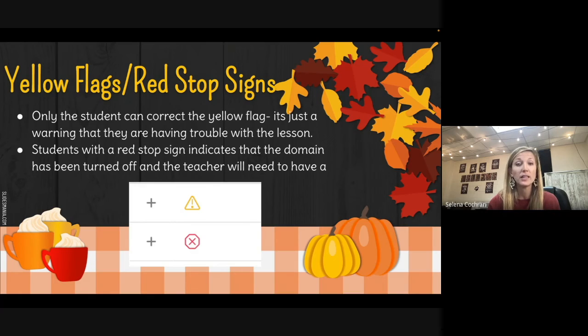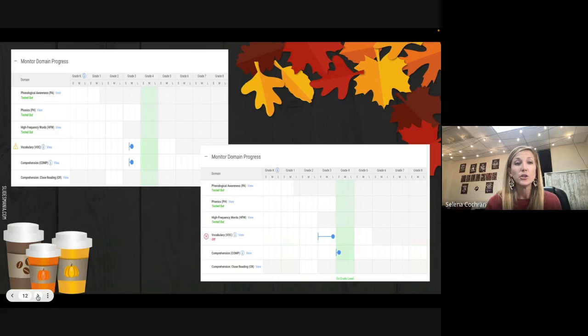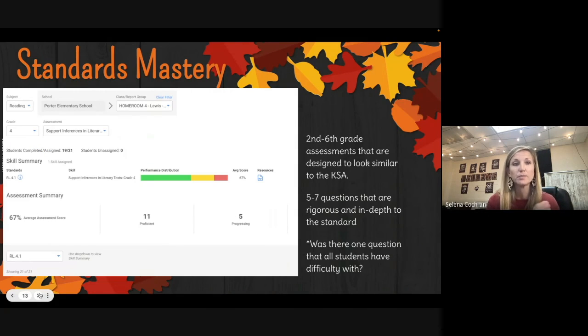However, if the red stop sign appears, this means that they failed the lesson, and then the domain shuts off, and only the teacher can change that. So this is an opportunity as teachers for us to go in, to look at the lesson that they were really struggling with, maybe pull them up for a mini reteaching lesson, and then turn the domain back on. And you can see here what it might look like on our end. You can see their grade level, you can see where they're at, you can see the yellow flag and then the red flag and which particular domain they're struggling with.